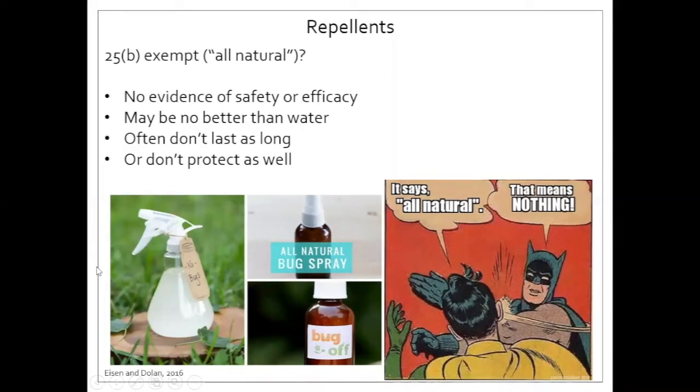But what we find is even in some of the products that work, they often don't last as long, or they don't protect as well. So they may only repel 30% of the mosquitoes. I'm just pulling that number out of the air, versus a DEET, which has been shown to repel as much as 70 or 80% of mosquitoes. So these repellents just aren't as strong as some of the synthetic products.